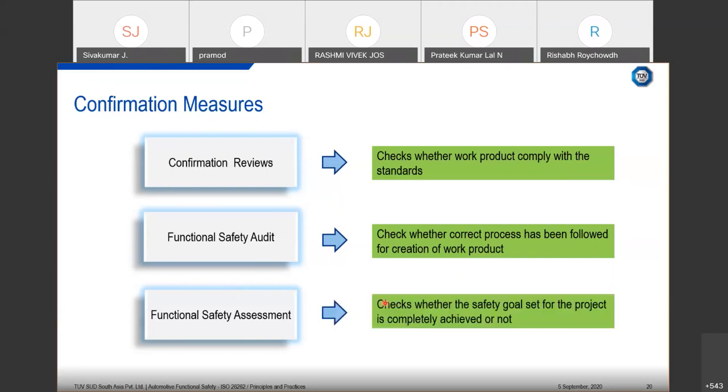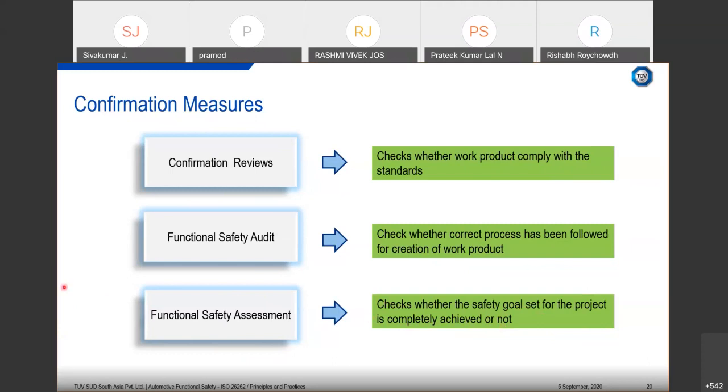And then the functional safety assessment. The assessment is basically looking at the safety goal set, and whether the project completely achieved it or not, in the judgment aspect of it.